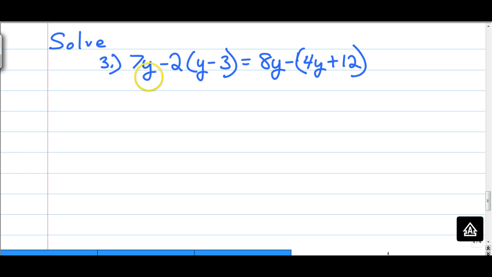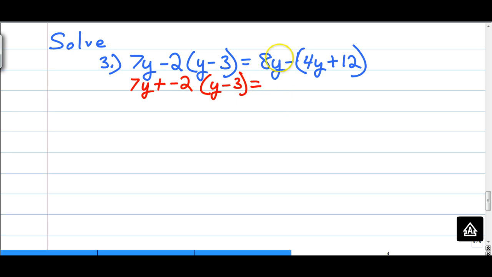So starting on the left side, I see I have a 2 waiting to be distributed through. But because there is a minus sign in front of the 2, before I distribute this, I want to rewrite the equation so that the negative goes with the 2. I do this by writing it as 7y, rewriting the minus sign as a plus, and now the term that follows, the constant 2, gets a negative. And copy down the rest of the problem.